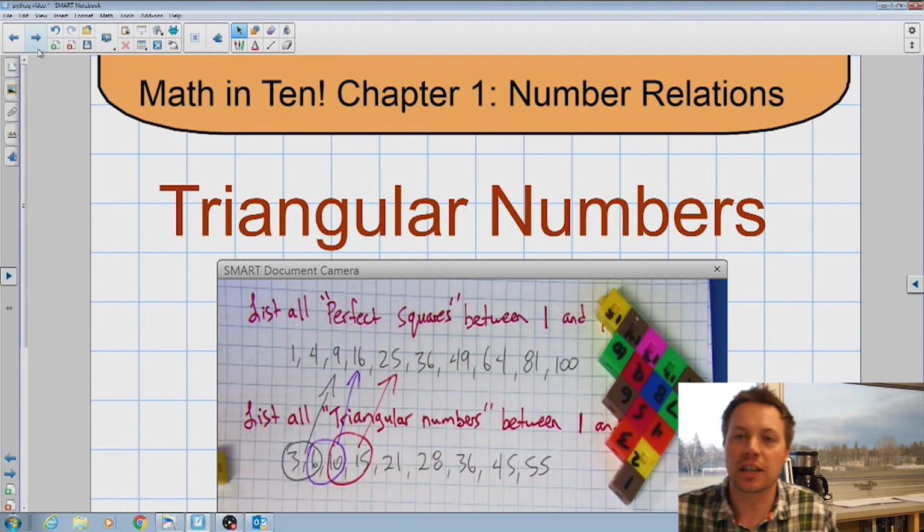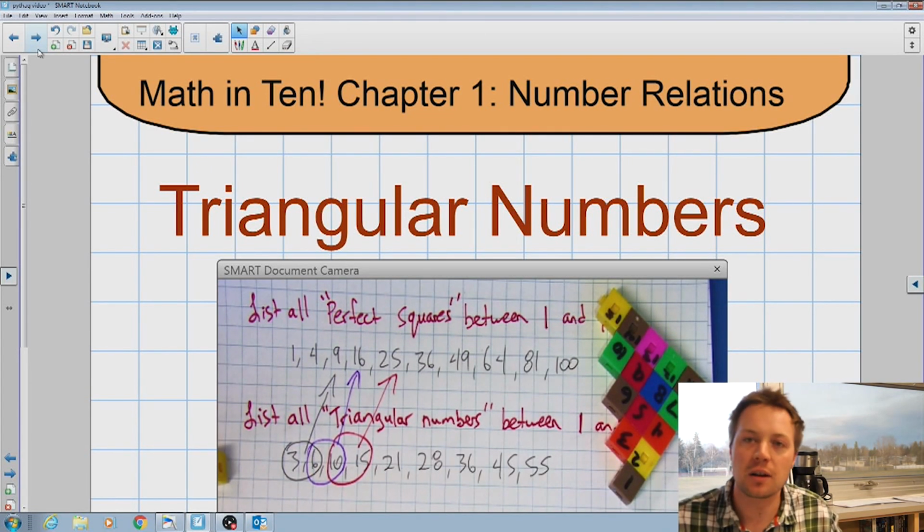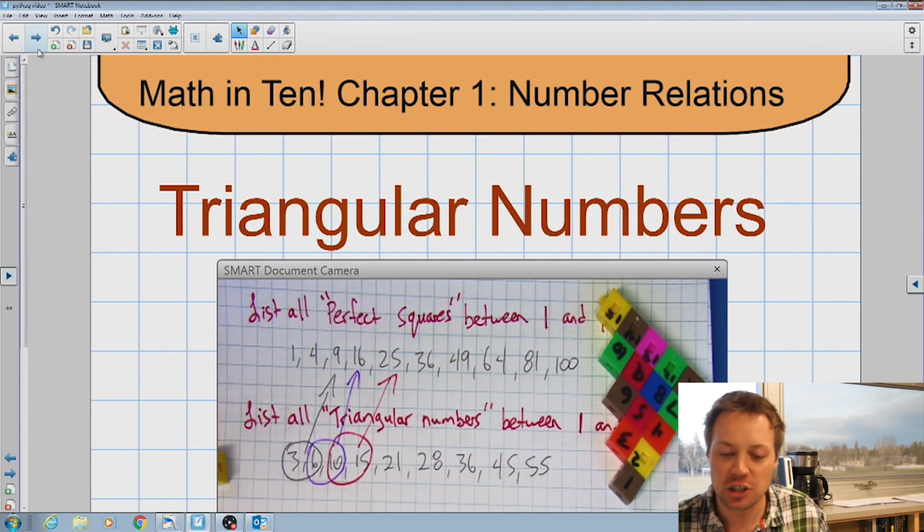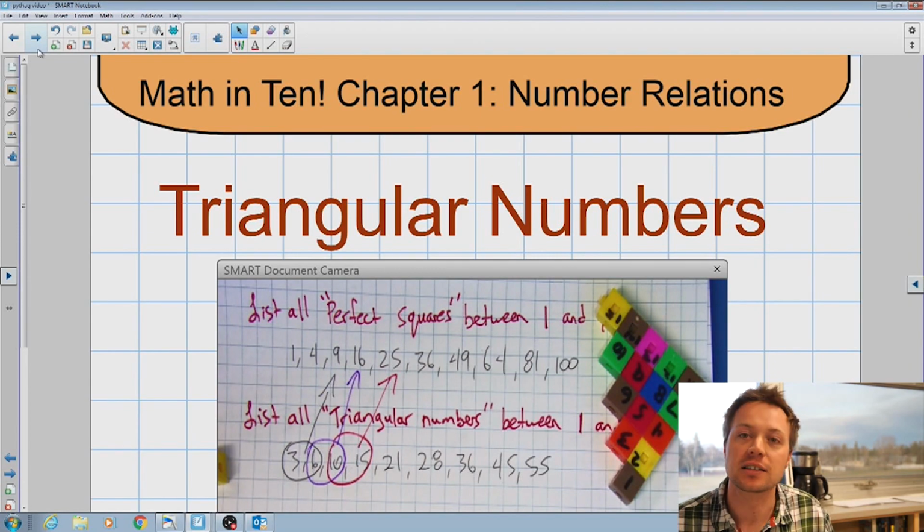It's kind of a neat relationship. We don't really need to work with triangular numbers too much. Mostly we use square numbers in this chapter. But it's kind of interesting to know, and you might be asked on a test, how the triangular numbers relate to the square numbers.